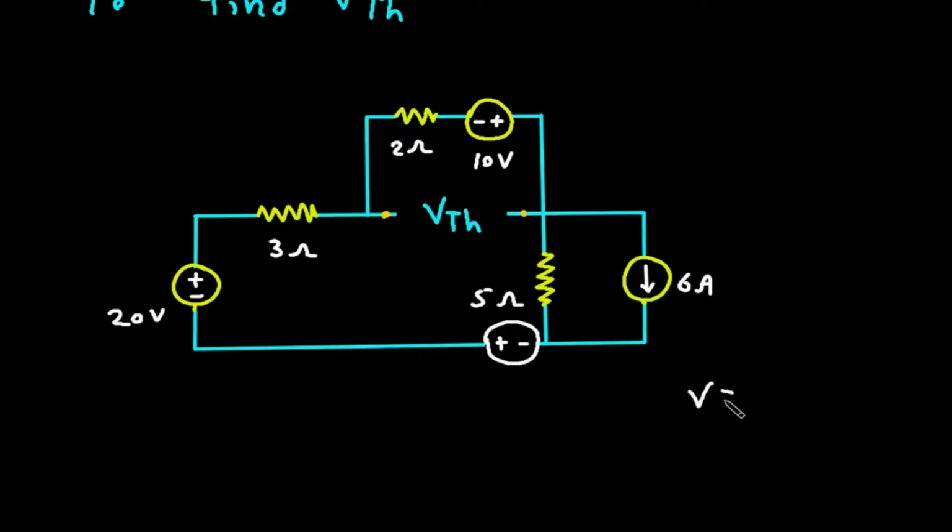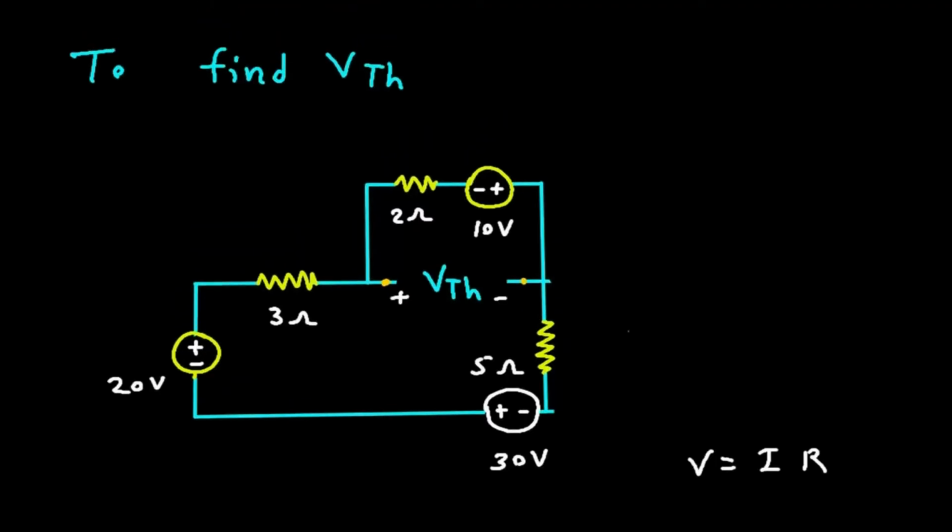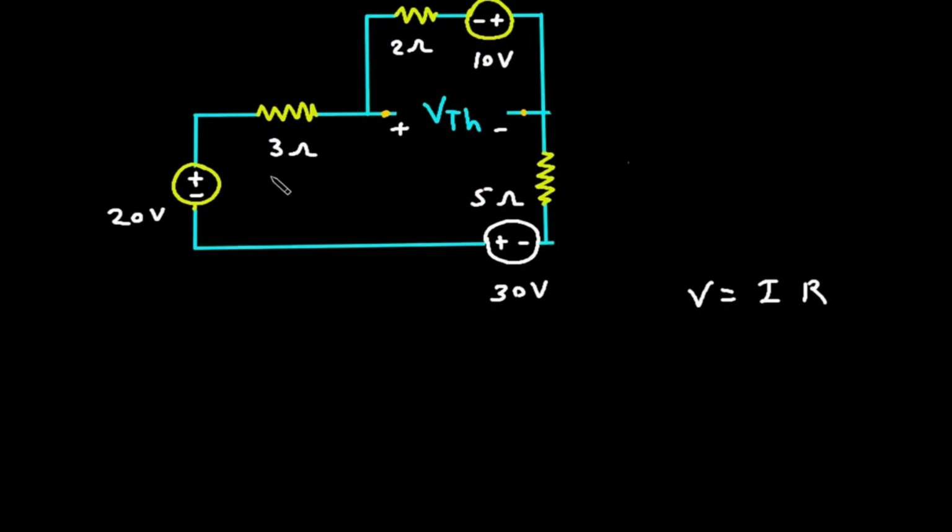And V is equal to I into R. I is 6 and R is 5. So 5 into 6 is 30 volt. This is positive and this is negative. Let's assume this is current I. So apply KVL to the loop.